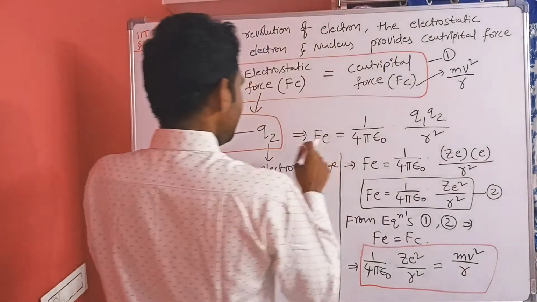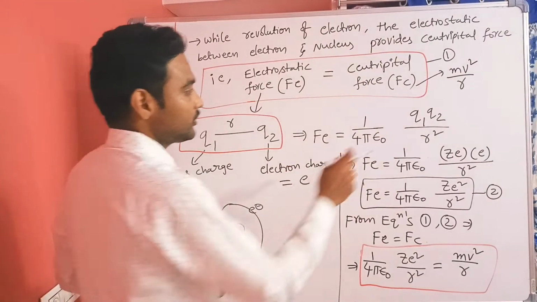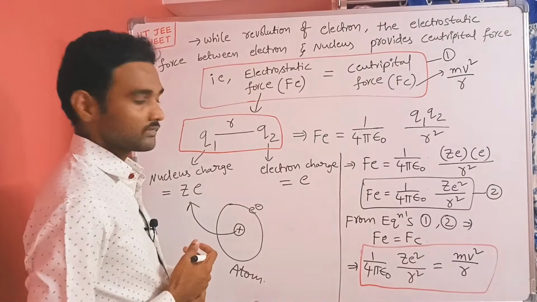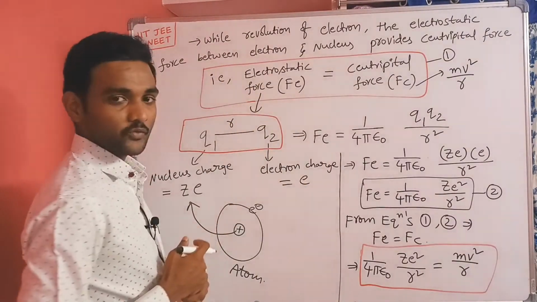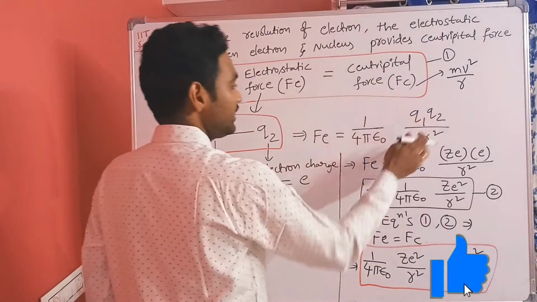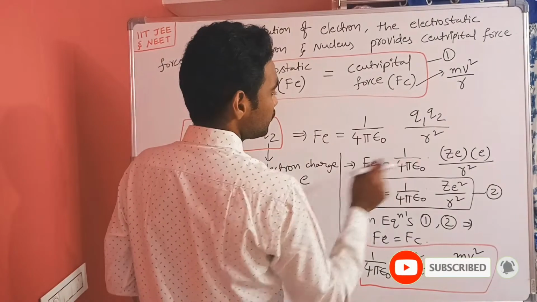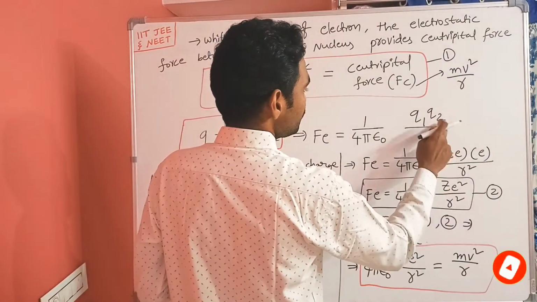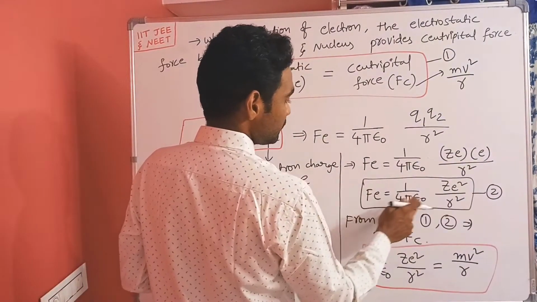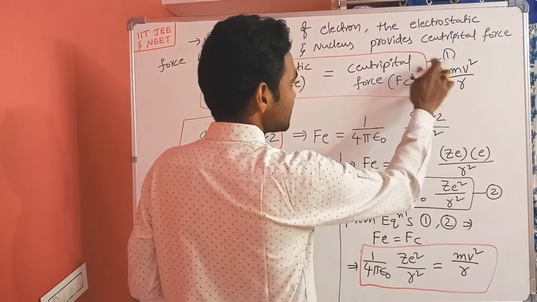See here we know very well Fe is equal to 1 by 4 pi epsilon into Q1 Q2 by R square. This is the formula for electrostatic force. Now these values have to be substituted here: Q1 value ZE, Q2 value E. Then Fe is equal to 1 by 4 pi epsilon naught into ZE into E by R square, ZE square. It means Fe is equal to 1 by 4 pi epsilon naught into ZE square by R square. It is equation number 2, and that is equation number 1.